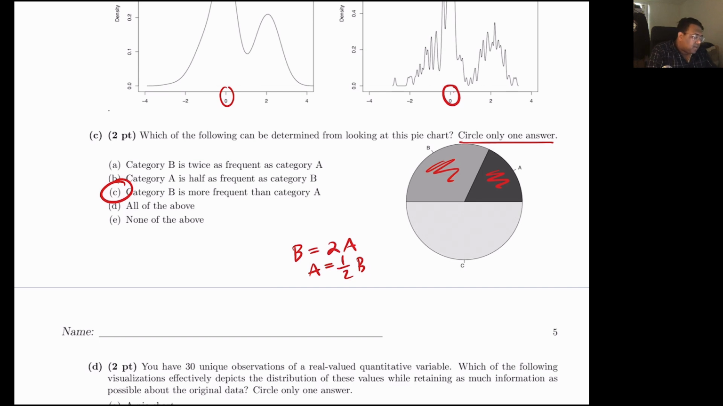Okay, so the main point of this question is realizing that it's very difficult to precisely read anything off of a pie chart. All we know for sure is that the sliver for B is bigger than the sliver for A, and that seems pretty obvious. And so option C is the correct answer, because there's only one correct answer in this question. Okay, so that one's also a little tricky, but hopefully it makes a little sense now.